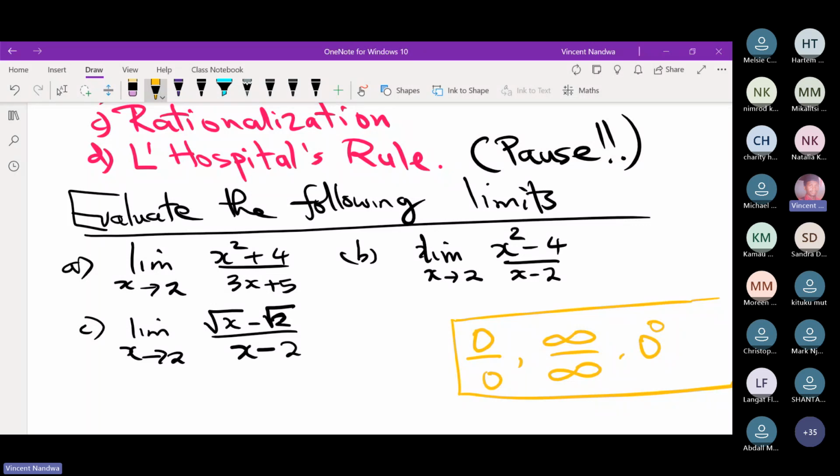But if you directly substitute and you get something like 0 over 0, or infinity over infinity, or 0 power 0, then you know that direct substitution is not the appropriate method for that limit. So you now seek other methods, say factorization, rationalization, or L'Hopital's rule. So before you start struggling with those other 3 methods, the first step is to directly substitute. If you get indeterminate forms, then you opt for a different method.